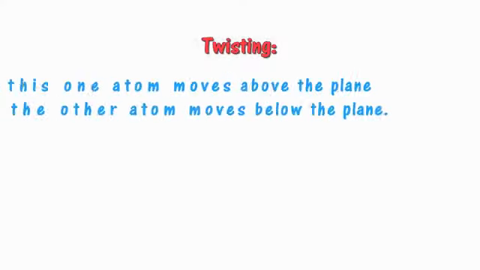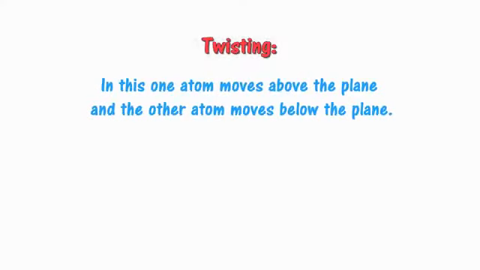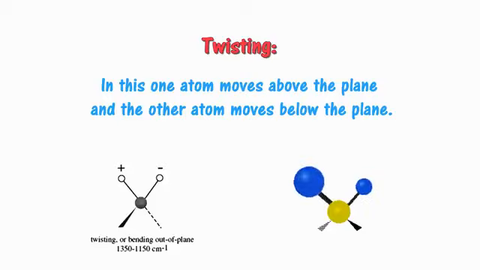In contrast, in twisting, we can see one atom moves above the plane and the other atom moves below the plane. So in this image we can see a positive sign and a negative sign. That means through the 3D diagram we can understand that one atom moves above the plane and the other atom moves below the plane. So this is all about the different vibrations in IR spectroscopy.